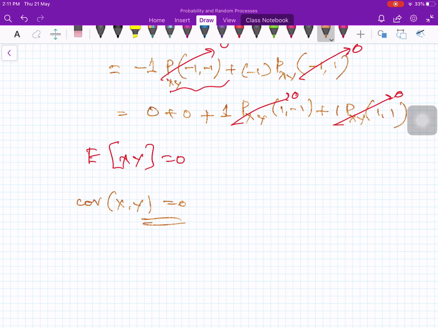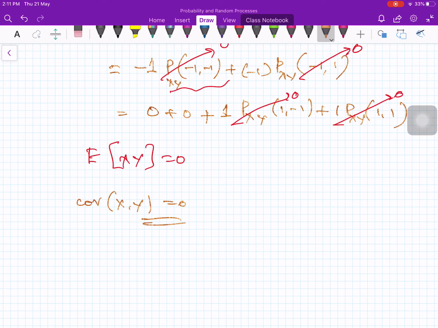In particular, let us assume that x and y satisfy the condition that the expected value of x given y equal to small y is E of x for all y. So when y is given, I can say what is x. That's why it has come like this.